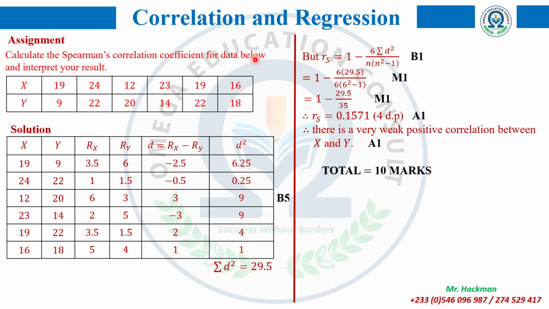Mr. Hackman, please, what if you didn't draw the conclusion for the first one? The R sub S is equal to 0.12? You know that you are supposed to draw your conclusion. You've been with me for a while, so it shouldn't come from you. If you don't draw your conclusion, you won't get a conclusion mark. I want to encourage you to always draw your conclusion.